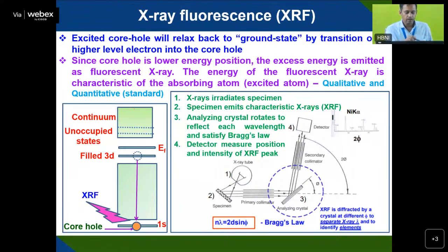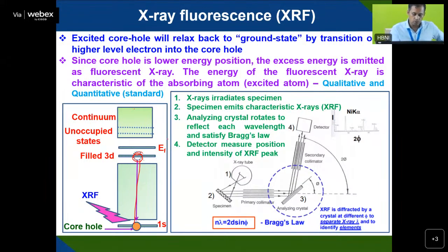In that case, the excited core level goes to the continuum, or a higher unfilled 3D orbital. And then what will happen? That excited core hole will relax back to the ground state. So this electron comes back to the ground state by transition of a higher level electron into the core hole.